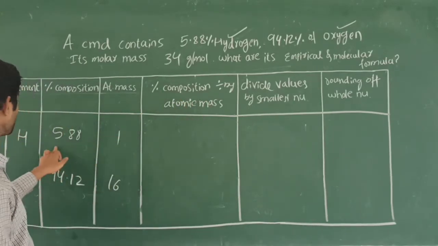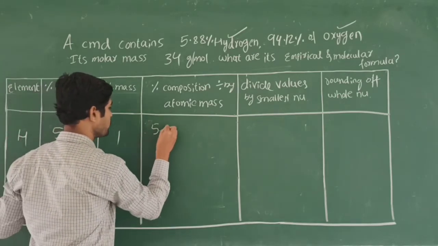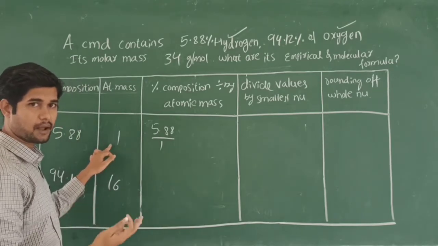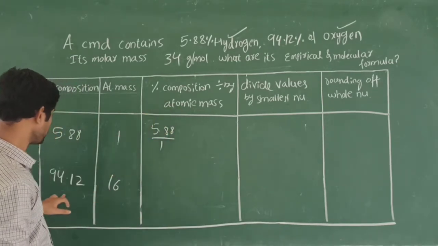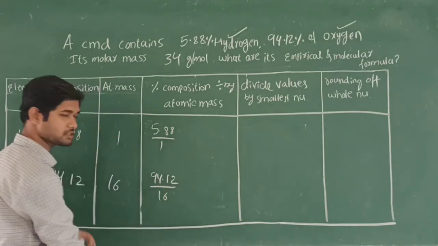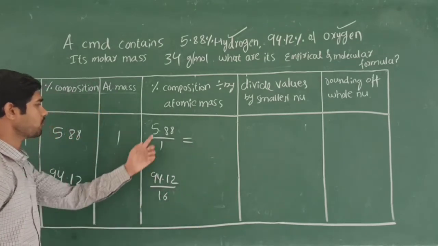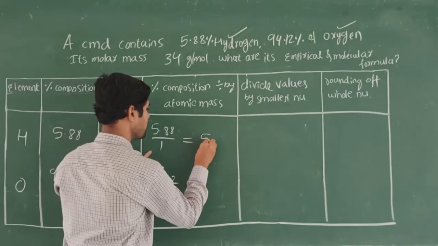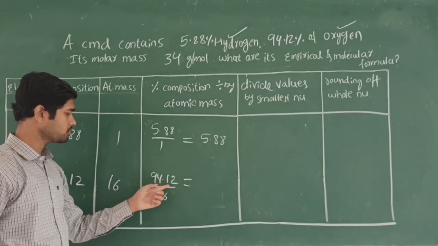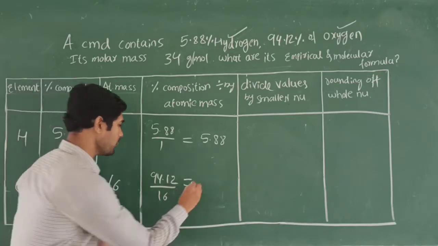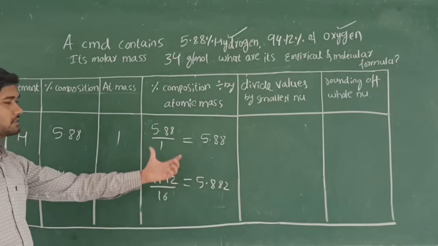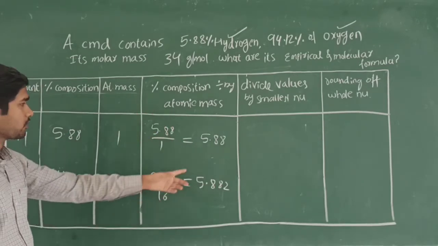So what is the percentage composition of hydrogen? Hydrogen is given as 5.88 divided by its atomic mass. Because we are going to calculate in terms of grams, you should divide by atomic mass. Similarly for oxygen, 94.12 divided by 16. So 5.88 divided by 1 is nothing but 5.88 only. And after calculating 94.12 divided by 16, you are going to get nearly 5.882.